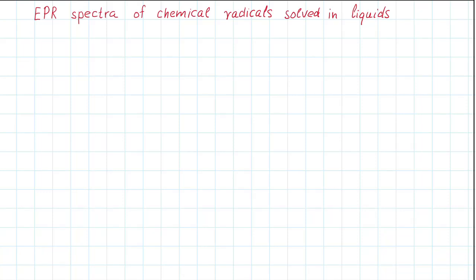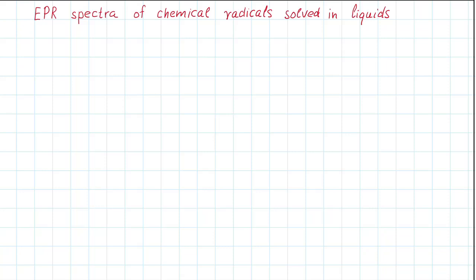Hello! In this video I want to explain some characteristics of electron paramagnetic resonance spectra. This is not my first video related to EPR spectra. In my previous videos I was already talking about peak doublets. Peak doublets are spectra which can be observed in solid samples containing a system of spin pairs.